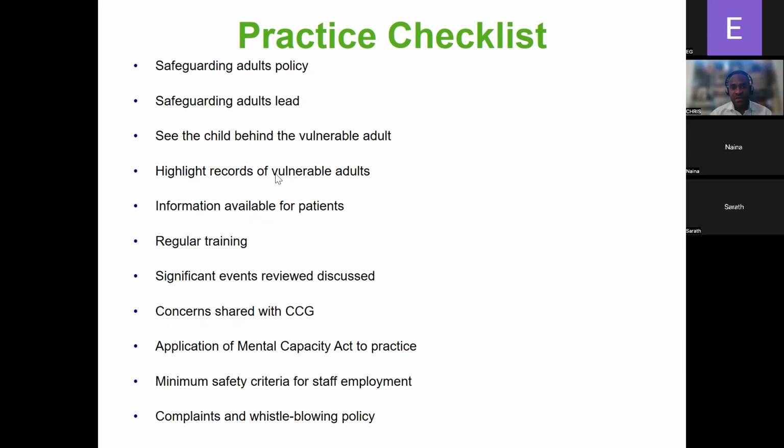Highlight records of vulnerable adults within the locality. Information must be available for them. Regular training must be given to staff. Significant events must be reviewed and discussed. Like Harry's event must be reviewed by whichever agency is responsible for providing care and support for Harry. Then concerns must be shared with the local community.